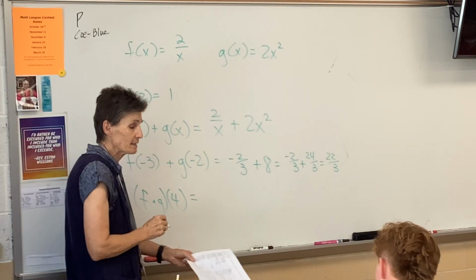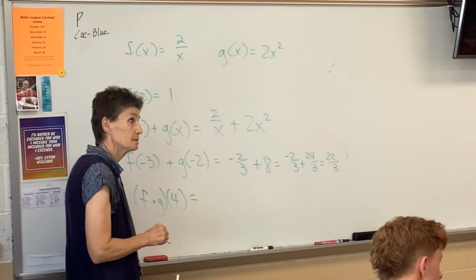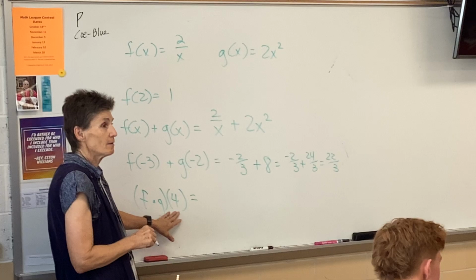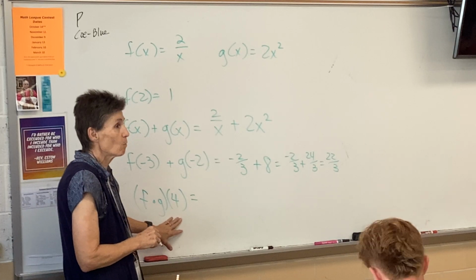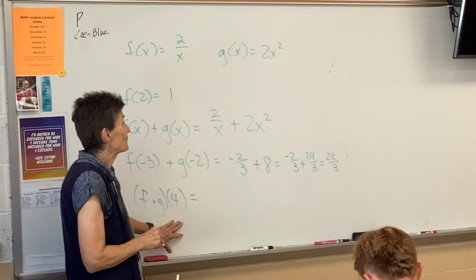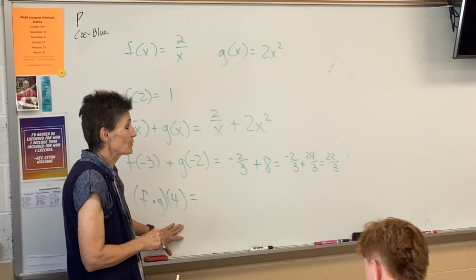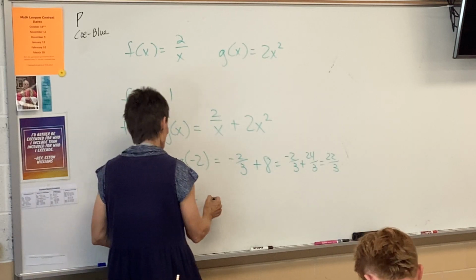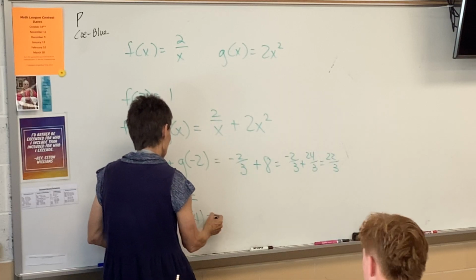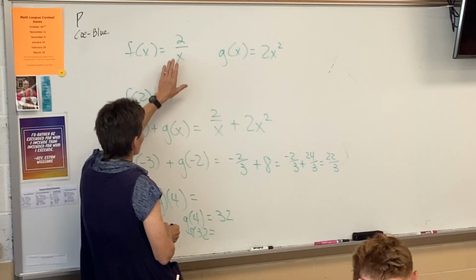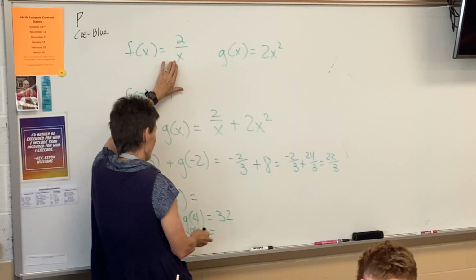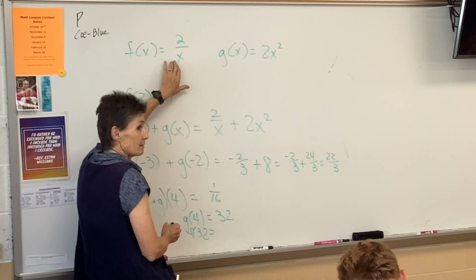Alright, but we already practiced that today. Michael, are you locked? G of 4. What's g of 4? 32. So then we have to find f of 32. F of 32 will be 1/16.